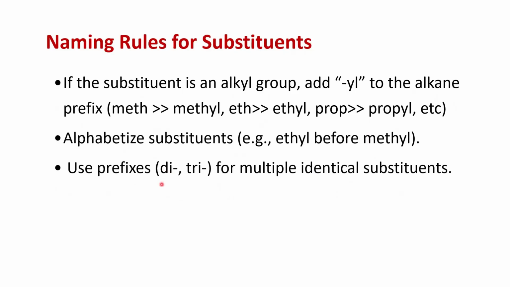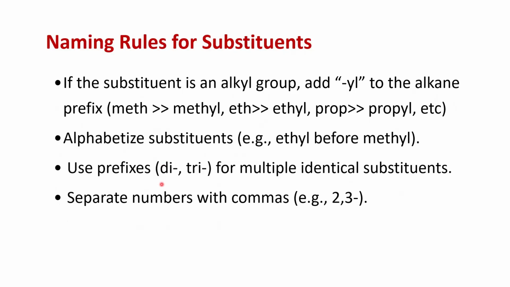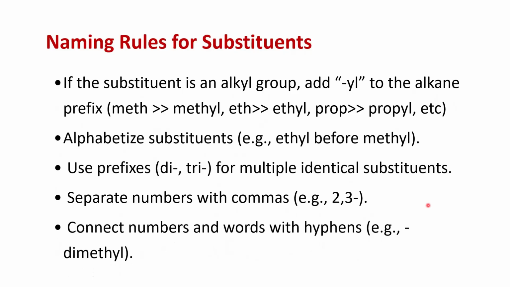Mono for 1, di for 2, tri for 3, tetra for 4, and so on. Also, if we have more than one alkyl group or substituent that are identical, we separate their numbers with commas, like 2,3 and then a dash. After the dash, you will write the name. I know things are not clear yet, but they will be very clear when we have examples. Connect numbers and words with hyphens. Example: 2,3-dimethyl if you have 2 methyl groups.